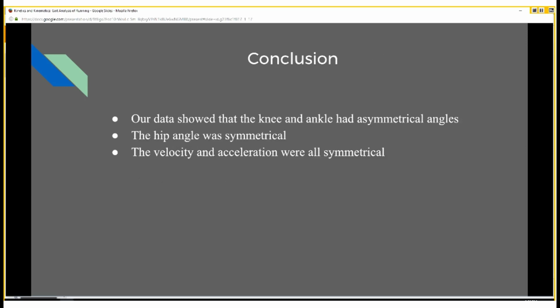Okay, so to conclude, as we said, we had an asymmetry in the angle of the ankle and the knee in the left and right leg. This is probably due to inflexibility in the right ankle. This inflexibility in the right ankle also causes a lower range of motion in the knee. However, the hip angle was still symmetrical between the left and the right leg, and the velocity and the acceleration between the two were all symmetrical.